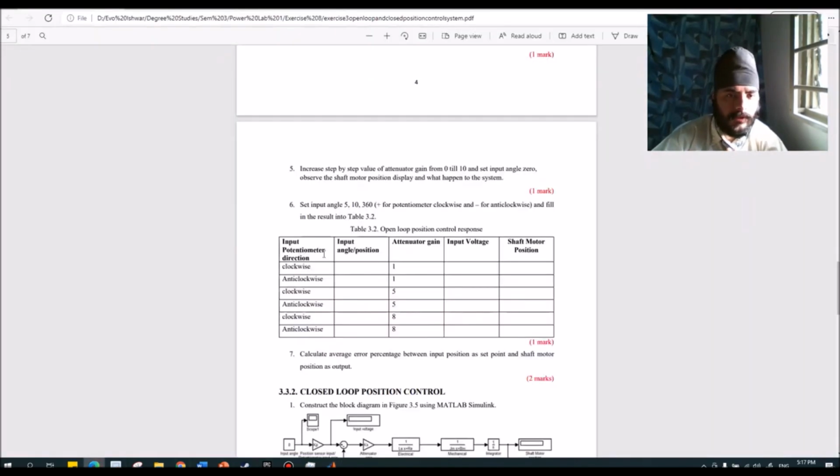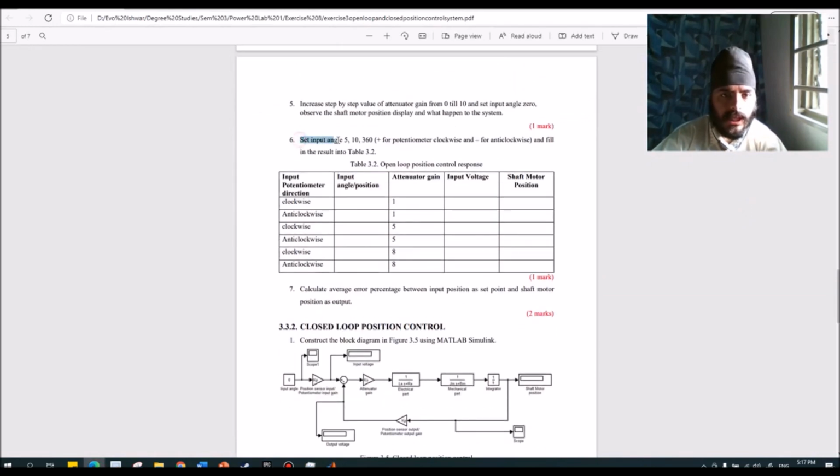Alright, so now step number 6: set input angle 5, 10 and 360 according to the potentiometer, clockwise or anti-clockwise. Alright, and the attenuator gain would be 1, 1, 5, 5 and 88. Now I'll show you how to do it.